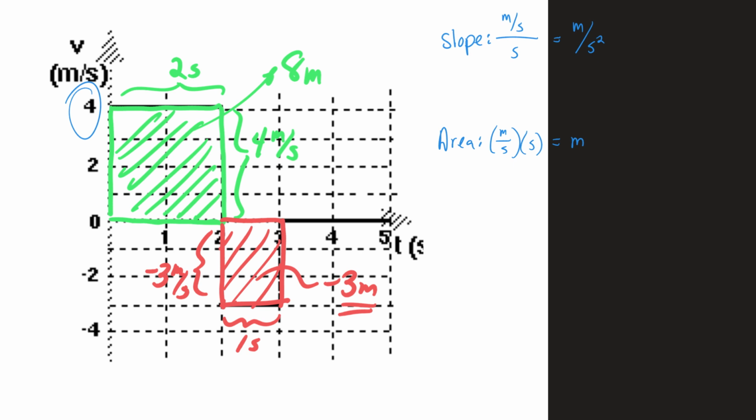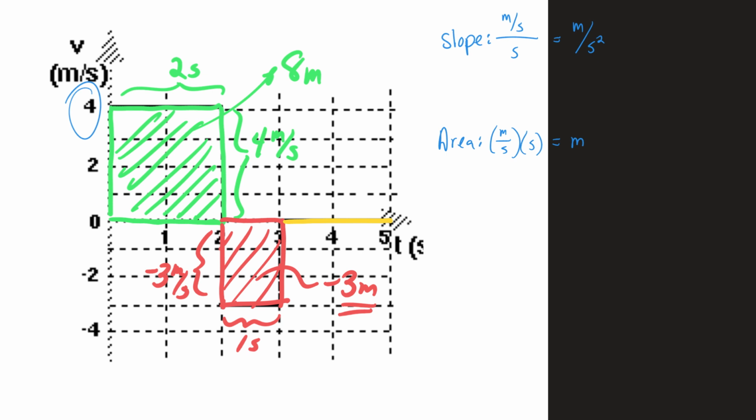There is no area here, right? There's no area between the curve and the 0 axis. It's on the 0 axis. This suggests to me that my object went forwards 8 meters, backwards 3 meters, and then stopped. What distance did it travel? 11 meters. Forwards 8, backwards 3, that's 11.